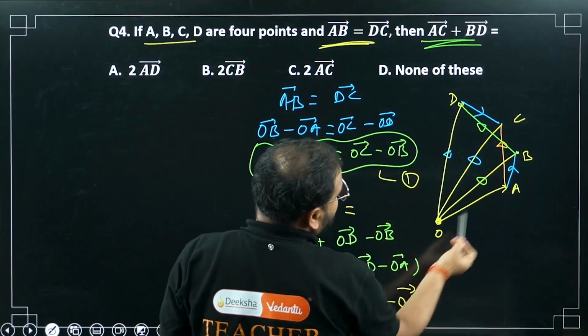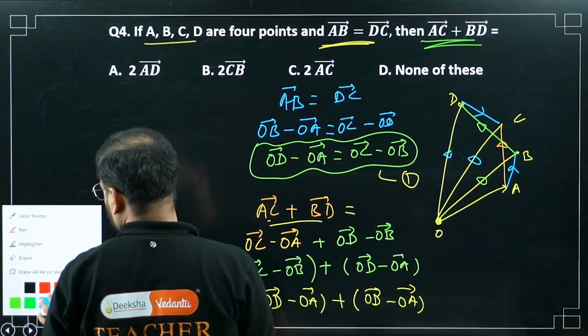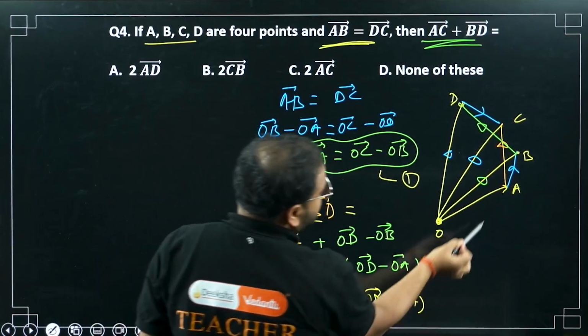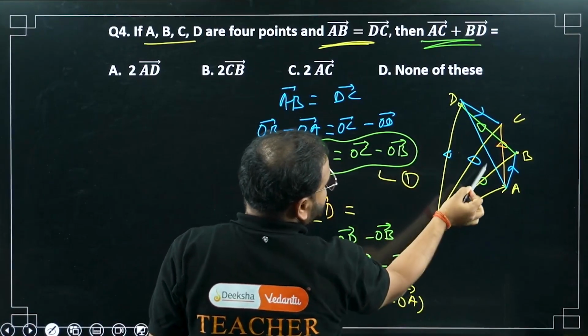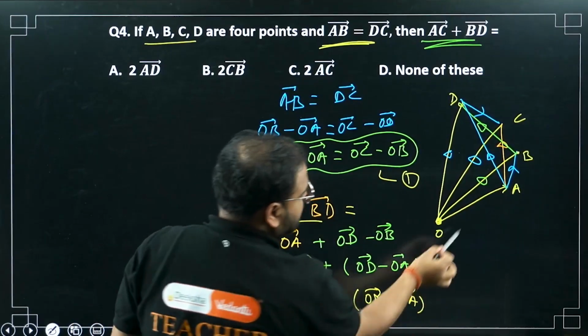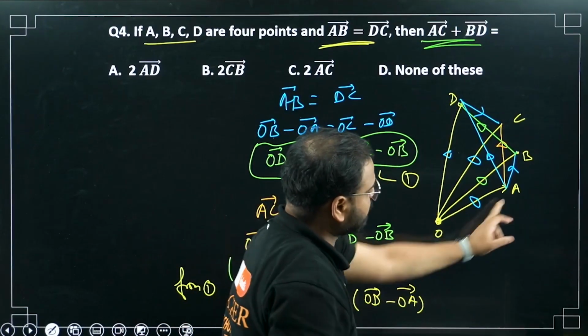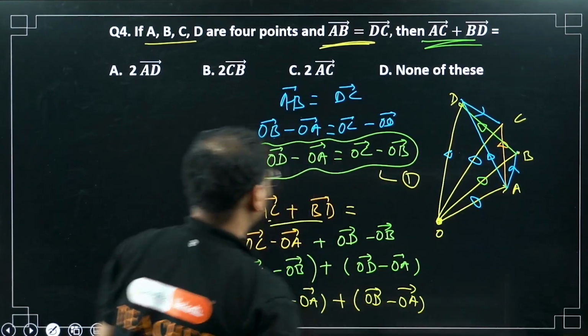OD minus OA will be what? It will be nothing but AD, sir. This line, please check. OD minus OA. This is OA, right? OD minus OA will be AD, right? Triangle law of addition.